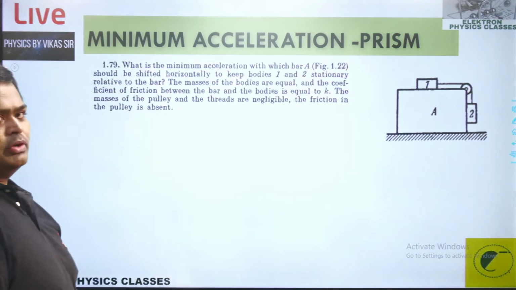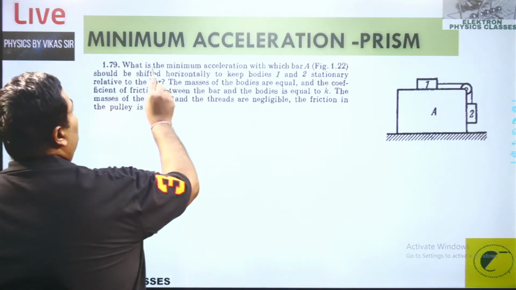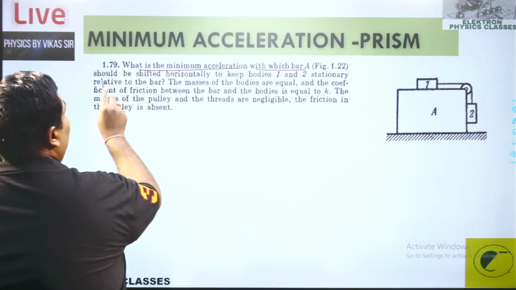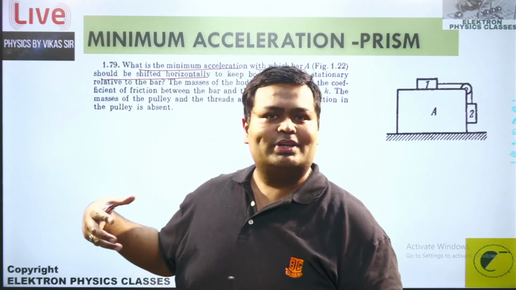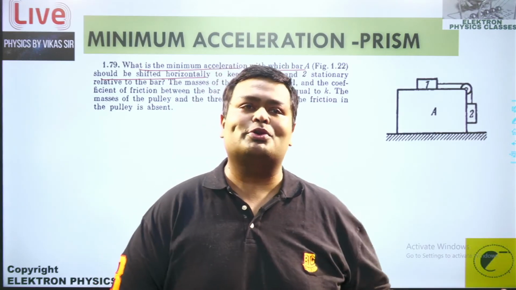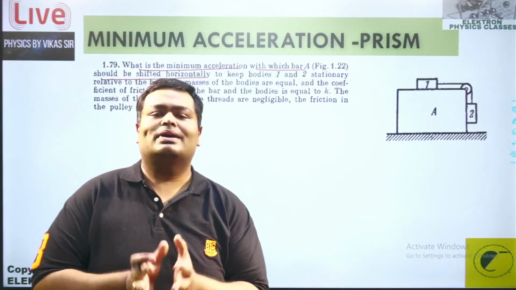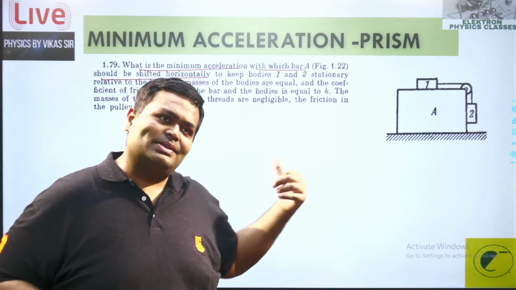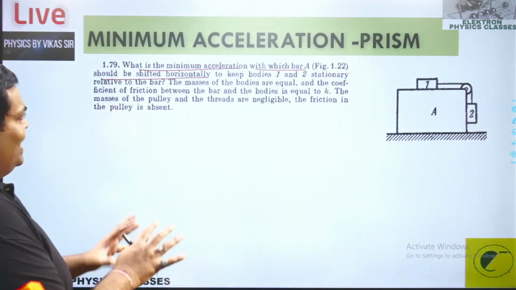I have another one for us. And this time, the question is, what is the minimum acceleration with which the bar A should be shifted horizontally? Now, I left that minimum question over there for you. So I have this idea that I should be solving one of the minimum questions also. So that was maximum and this is minimum, right?